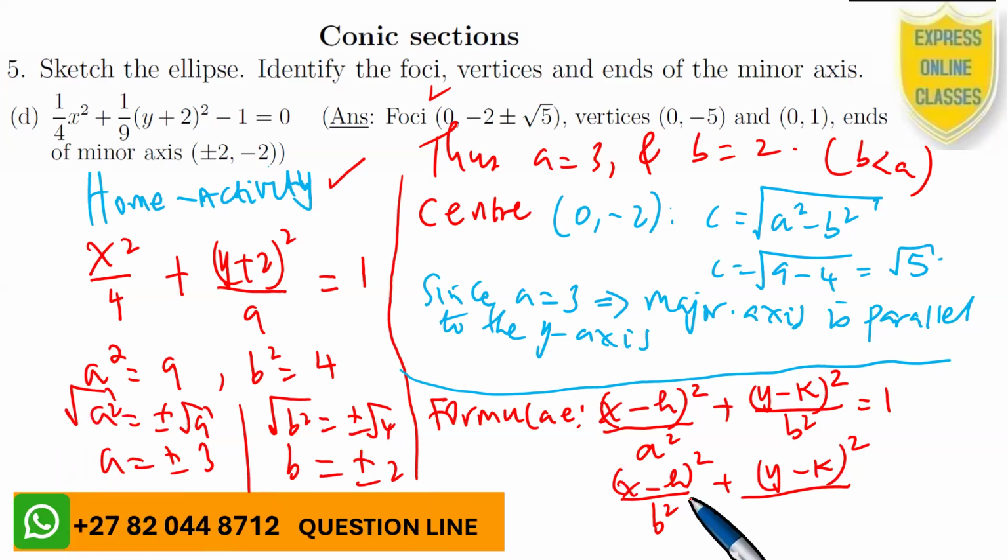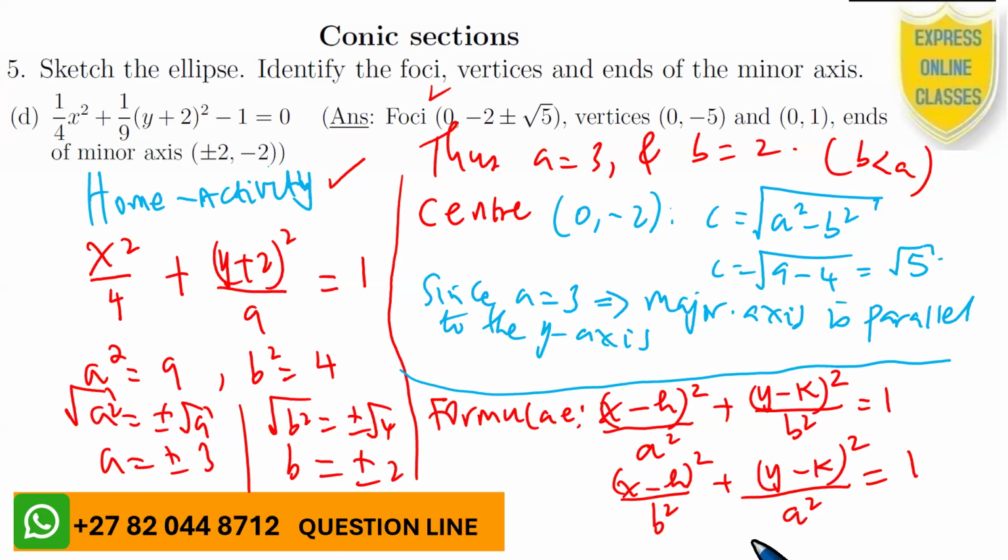So that you have a squared, and the result is 1. Now, we actually put the a here under the x, and we put the a sometimes below the y.